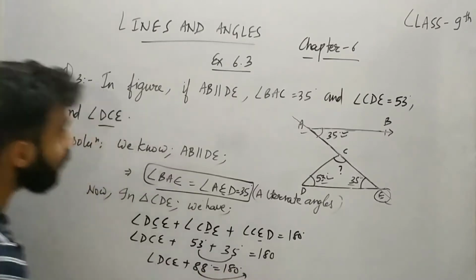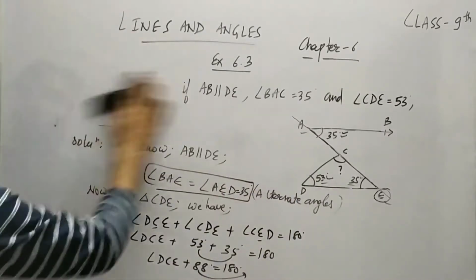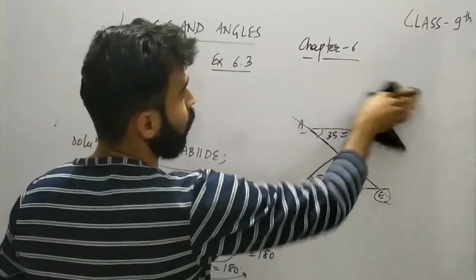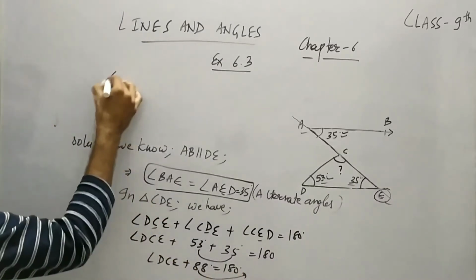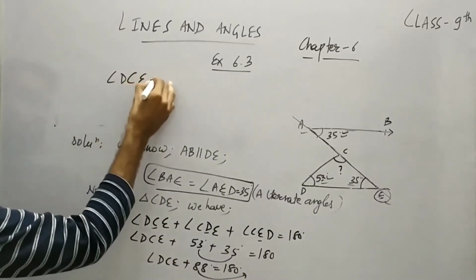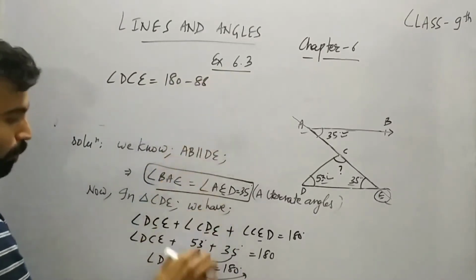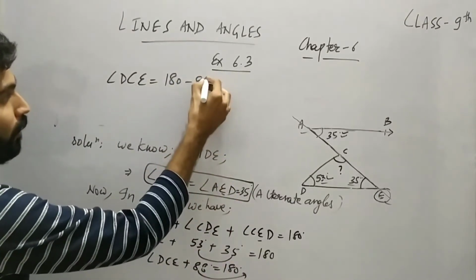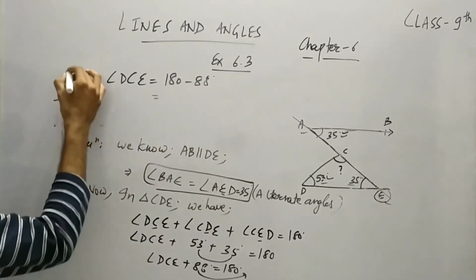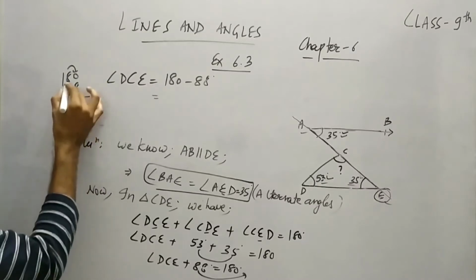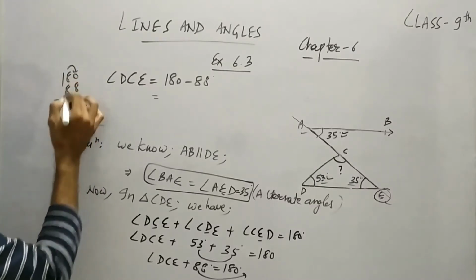Now transfer this 88 over to that side. Let me just rub the space here. We have to find out DCE. So you can see here, transfer this over to the right hand side. So this will give me angle DCE as 180 minus 88. This will become negative after moving to the right hand side. So if I simply subtract 88 from 180, that will give me 10 minus 8 is 2. So now this will give me 9. 17 minus 8 is 9.